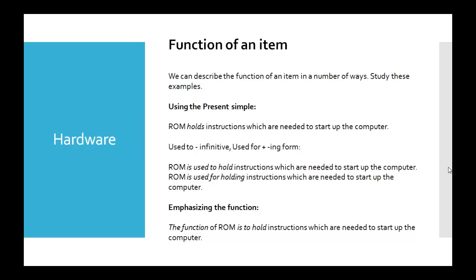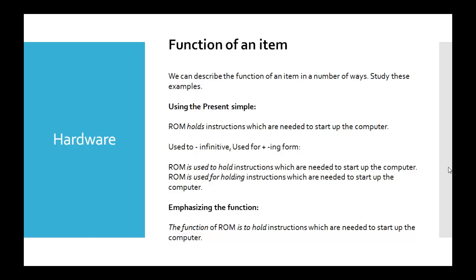How can we describe the function of an item? There are many different ways to do that. First of all, we can use the present simple tense. For example, we would say, RAM holds instructions which are needed to start up the computer.